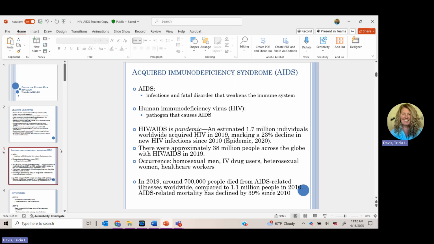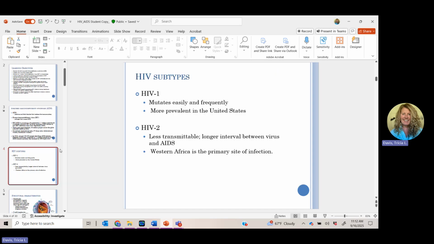So that is a decline in mortality of 39% since 2010, which is phenomenal. Through education, better medications, and medication compliance, we are really making an impact in this disease.